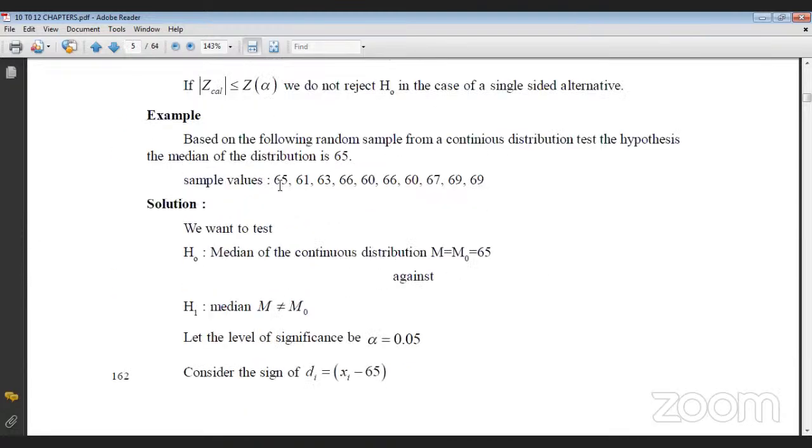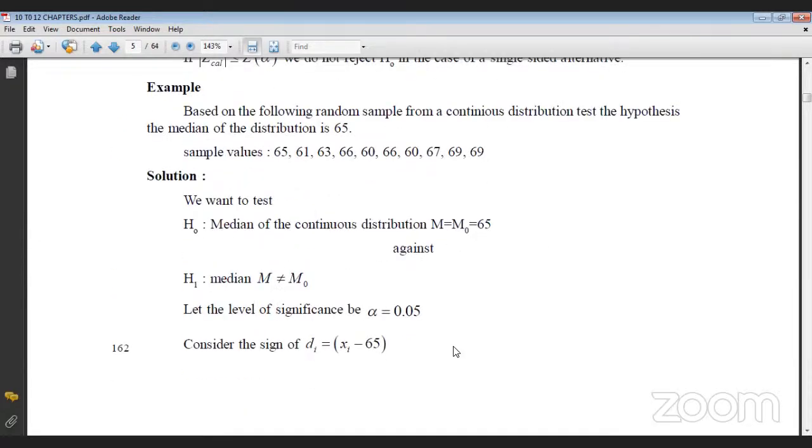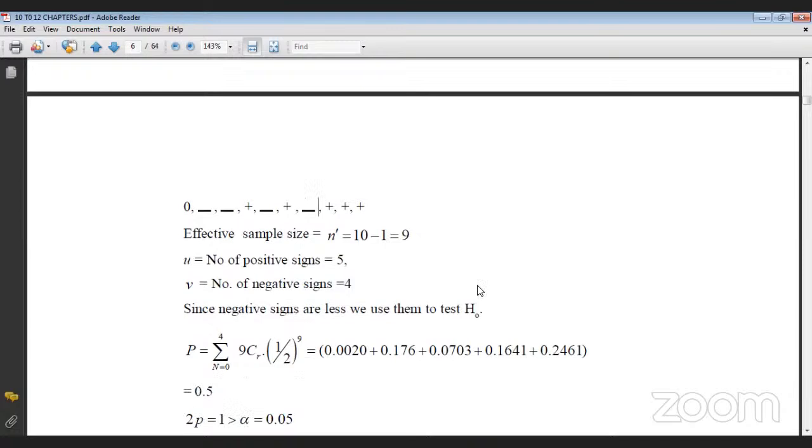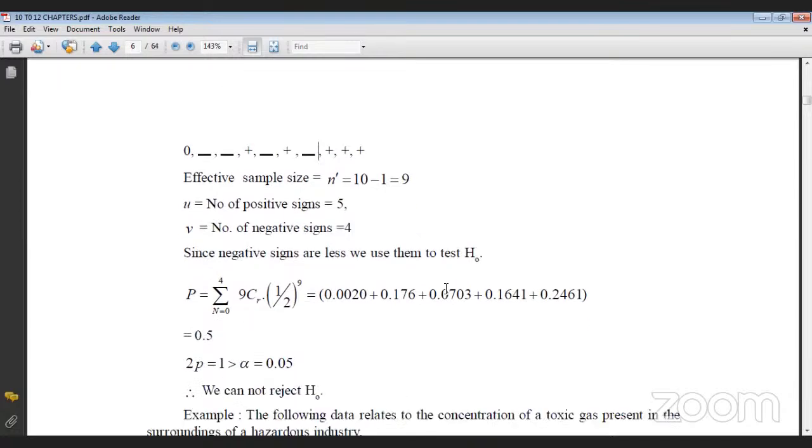So how many numbers in total? 10, sir. n dash is equal to 10. Effective sample size is n minus 1, which is 10. So how many positive signs? 5, sir. 5 positive, 4 negative, therefore 9. Since the negative signs are fewer, we test with them. Summation of n is equal to 0 to 4.